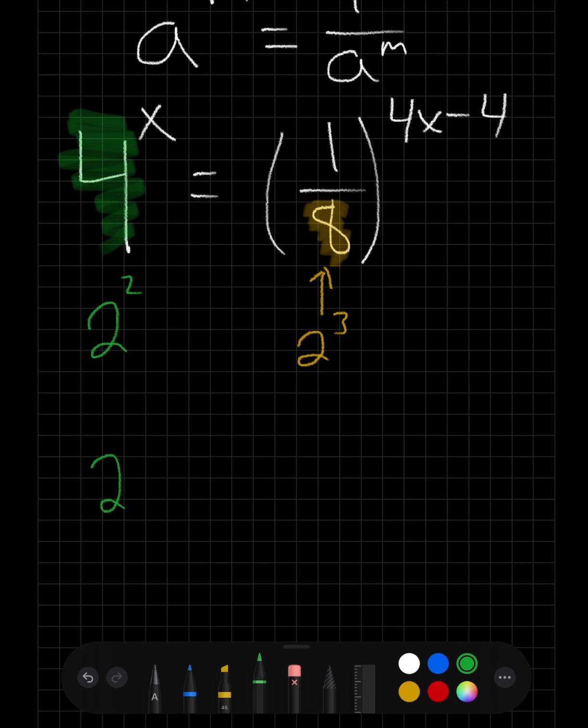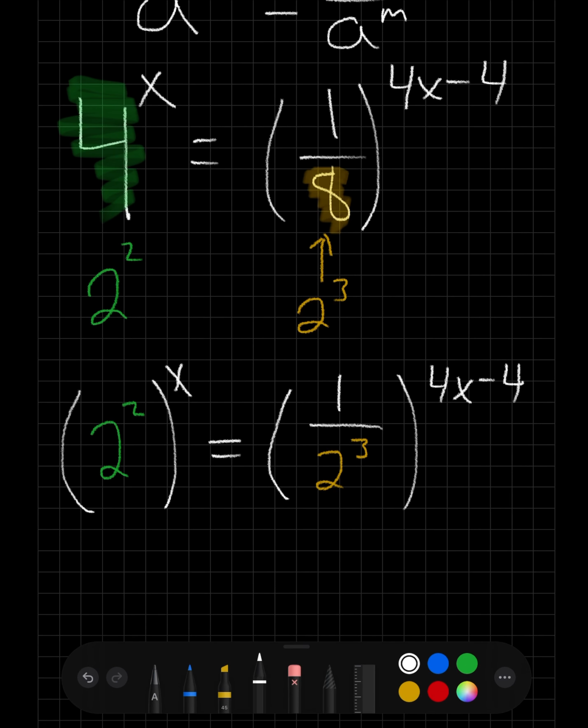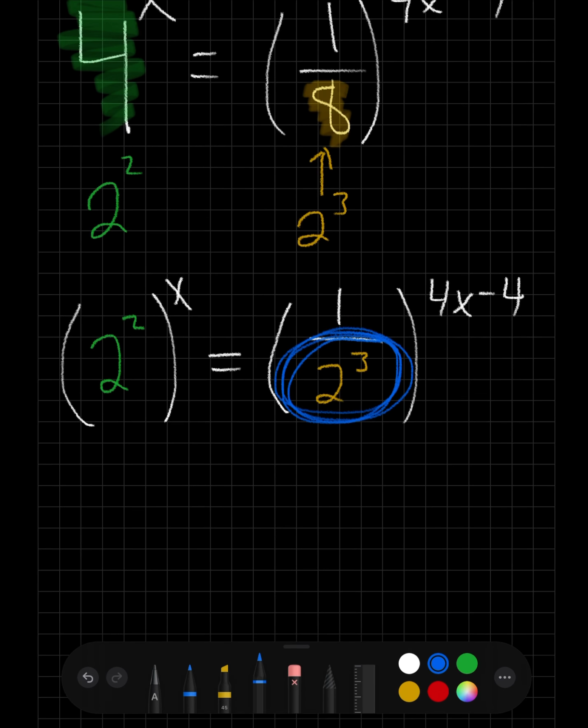So let me write a little intermediary step here to help us. I have 2 squared, and I'm raising that to the x power, and that's equivalent to 1 divided by 2 cubed to the 4x minus 4 power. We're so close here. I see that I have a base of 2 and a base of 2. The only problem we have is that this is in the denominator, and I need to remove the fraction from this situation.